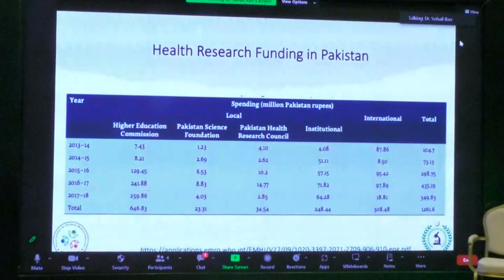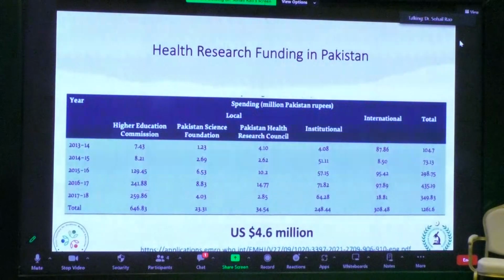Now, let us look at what is happening in Pakistan. Unfortunately, this is the latest published data that I could get about health research funding in Pakistan. In essence, in the last 5 years, from 2013-14 to 2017-18, we have invested about $4.6 million in research.